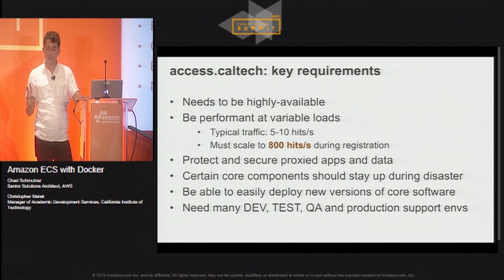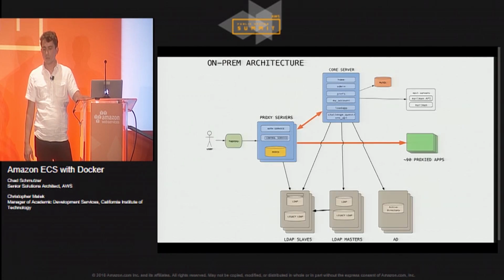Now my needs are the last two. Since it's so key to our business processes at Caltech, we have a lot of change requests that come into the core. So I need to be able to deploy software easily and continuously, essentially. We also have, like I said, 90 apps behind Access Caltech. Well, there are a lot of developers supporting those apps. They all need dev, test, and QA environments. There's a lot of them. So I need to be able to build those in the cloud.